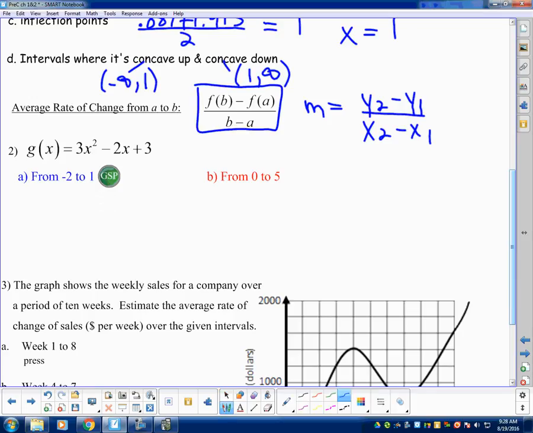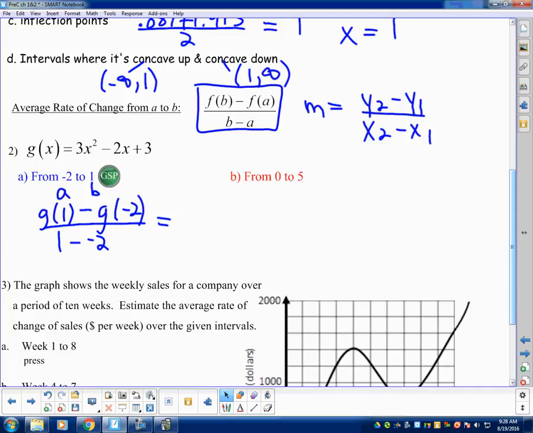All right, so we're given a function, 3x squared minus 2x plus 3. We're going to find our average rate of change from negative 2, we'll call that a, to 1, b, by plugging it into this formula here. So it says we're going to use g instead of f, but we've got g of 1 minus g of negative 2 divided by 1 minus negative 2. And so if we're not going to do the second example here, we'll get rid of that guy.